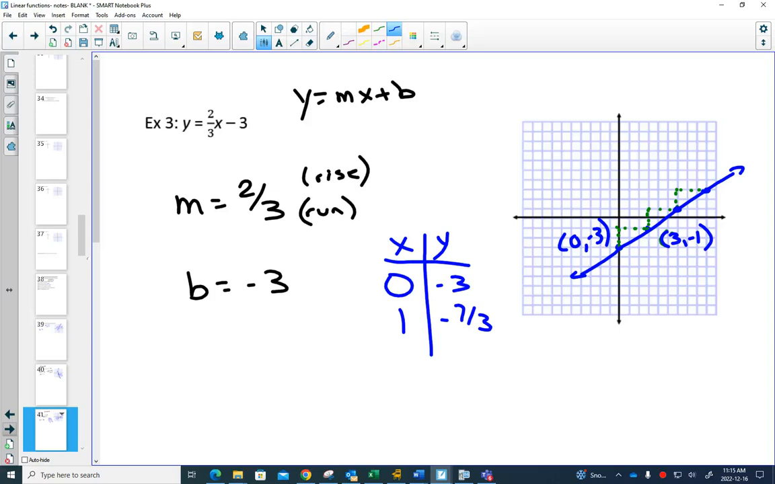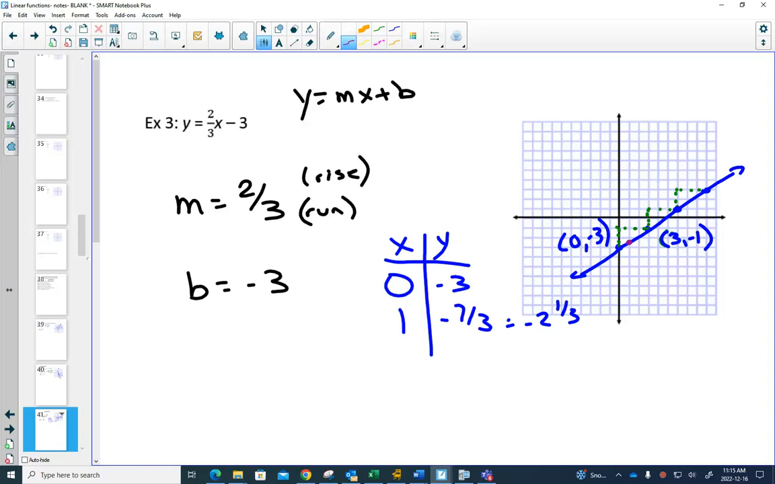Where would that be? -7/3, if you write it as a mixed fraction, is -2 1/3. Can you see that this purple point right here is approximately at -2 1/3, and it matches up? You could use that point, but now we made it more difficult. So the slope in this one helped us find nice points right away.